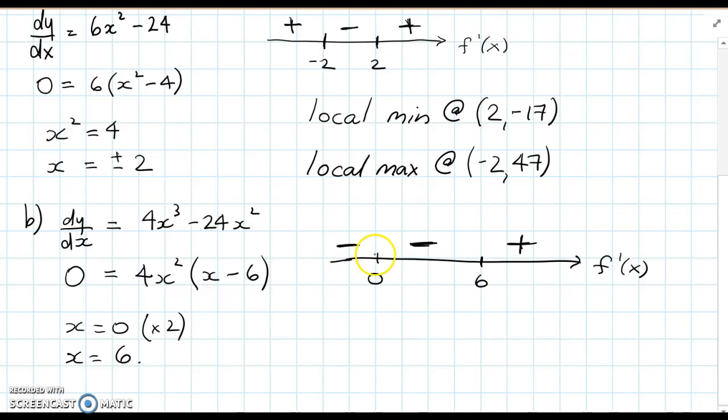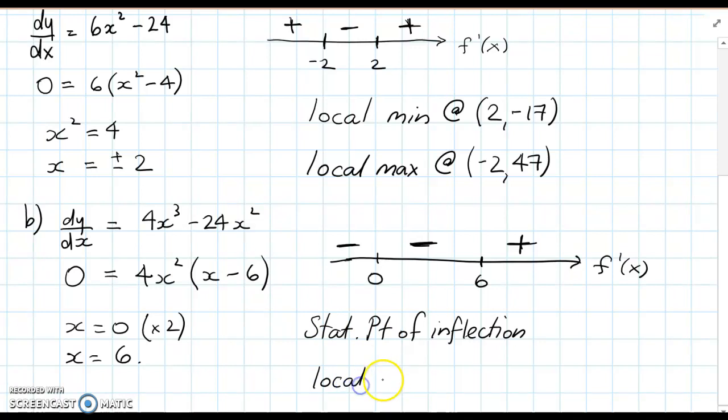So again, we're trying to identify the location and its nature. From a negative going into a negative, we can call that a stationary point of inflection. And if we have a negative into a positive, so a downwards into an upward slope, that would be a local minimum.